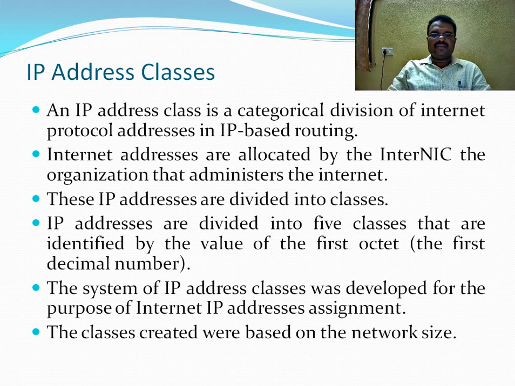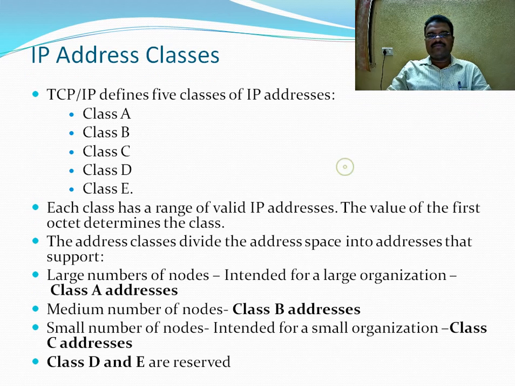The Internet addresses are allocated by the NIC, the organization that administers the Internet. These IP addresses are divided into 5 classes that are identified by the value of the first octet, the first decimal number. The system of IP address classes was developed for the purpose of Internet IP address assignment, and these classes were created based on network size. So what are these classes?